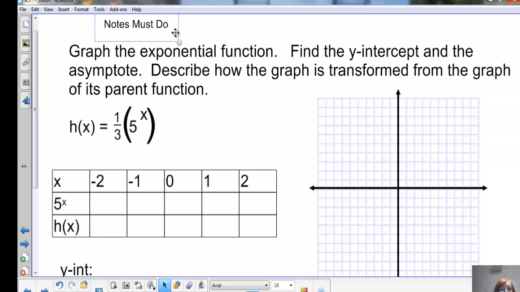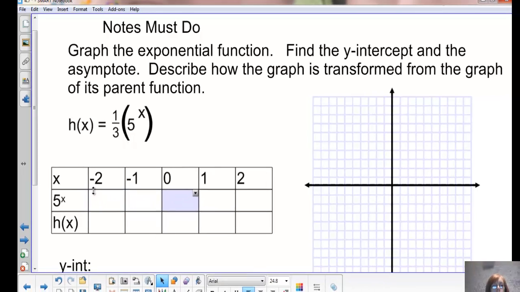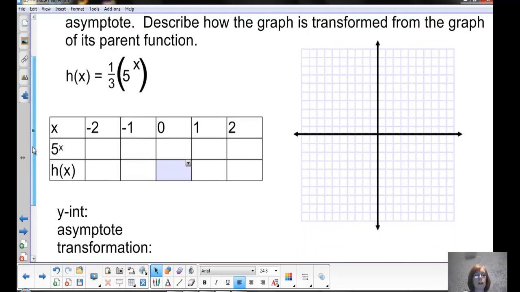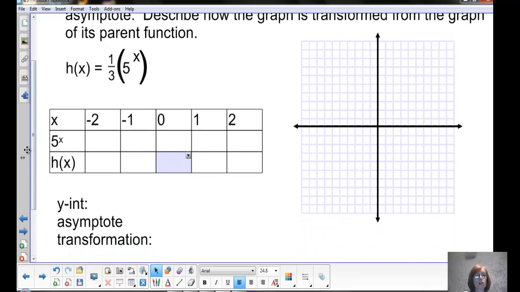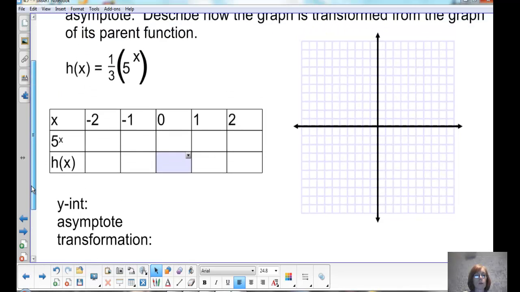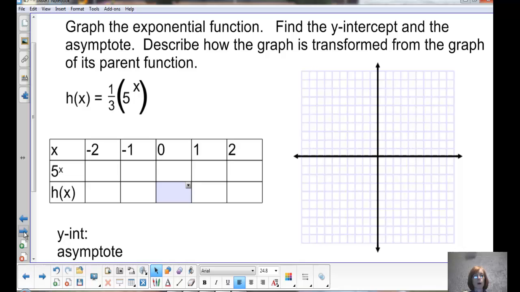Okay, so here's your first notes must do. You are going to graph this exponential function, find the y-intercept and the asymptote, and describe how the graph is transformed from its parent function, which is 5 to the x. So if you want to fill in this row first, you could. That's going to be the parent function. And then h of x, what you're going to put down here, is what you get when you plug these x values into this function. Then go ahead and plot the graph as best you can. And tell me what's the y-intercept, what's the asymptote, and what kind of transformation was going on. All right, when you're done with that notes must do, go on to watch the rest of this video.